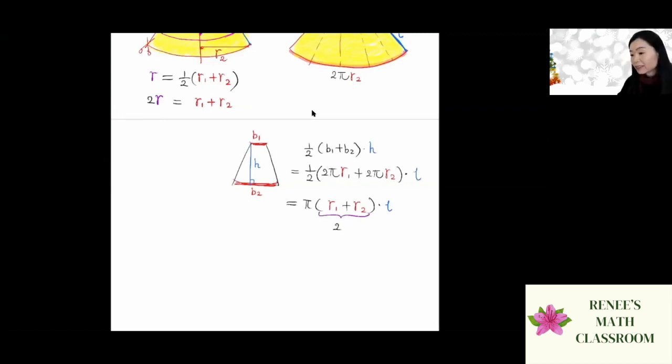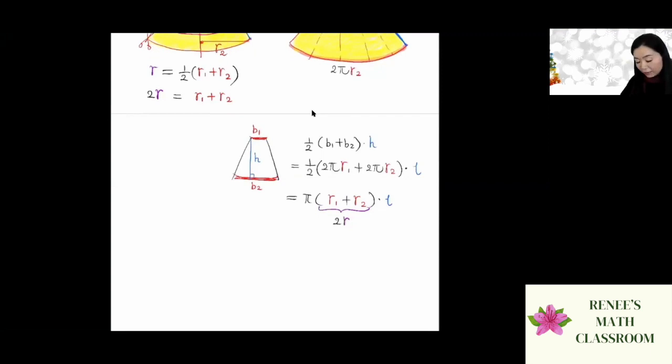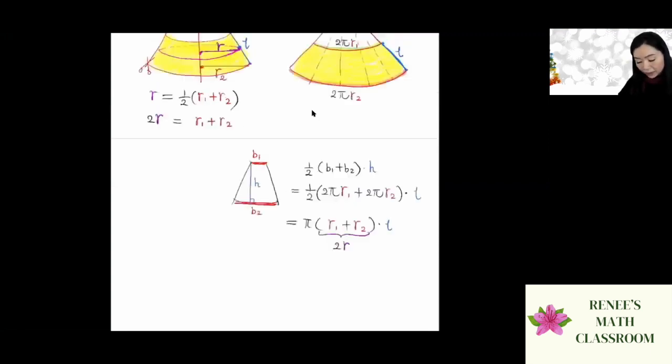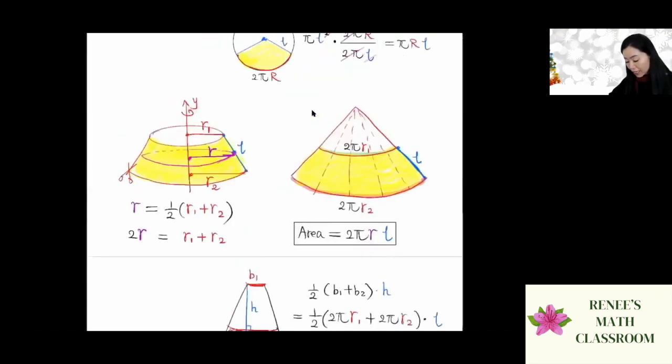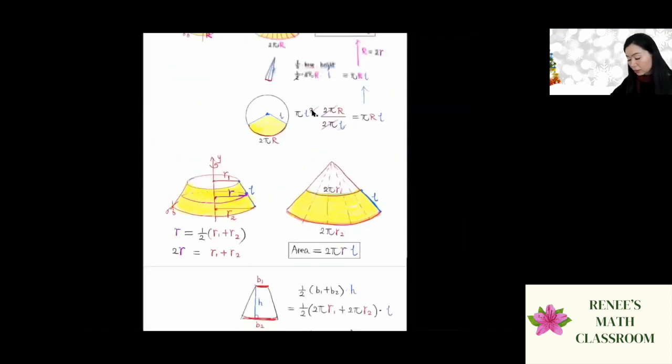2r right here, okay? Now the formula for this, we got this area for that is going to be equal to 2 pi times small r times L. So that will be the formula. Now looking at this, it's always 2 pi rL.